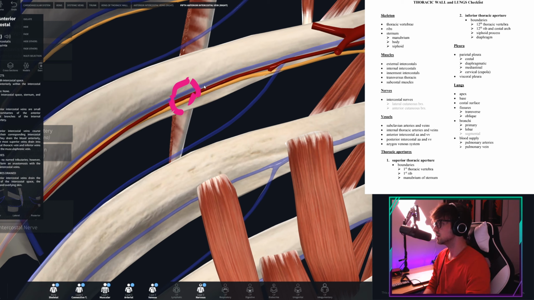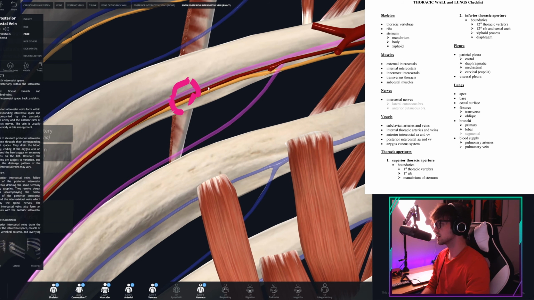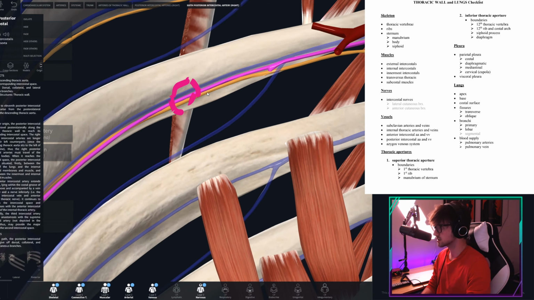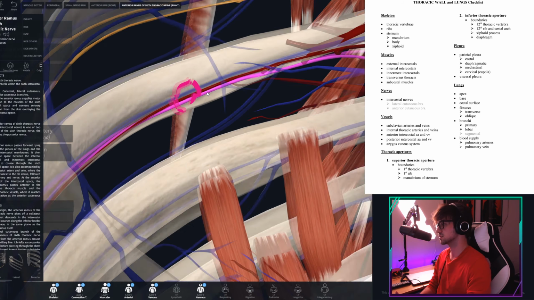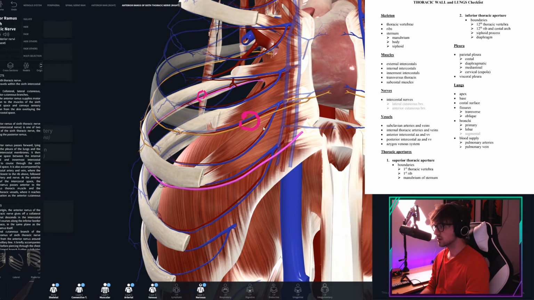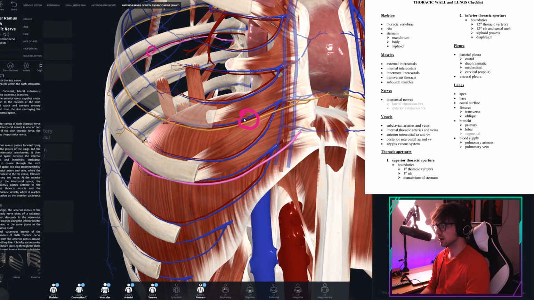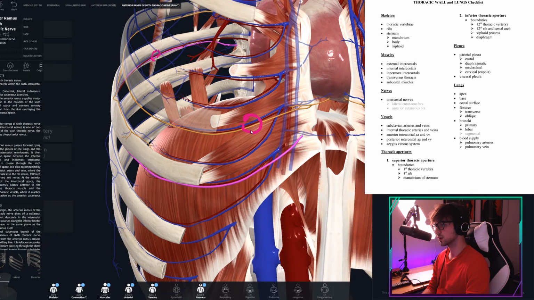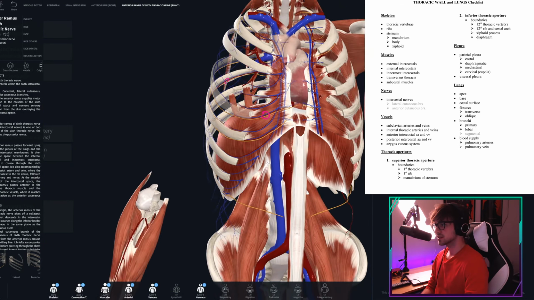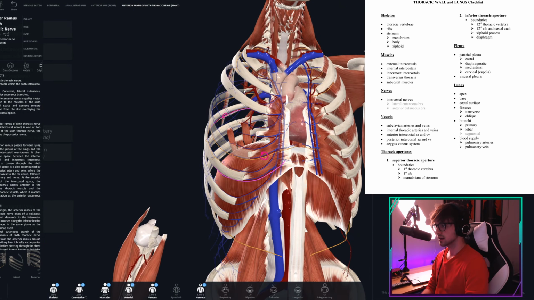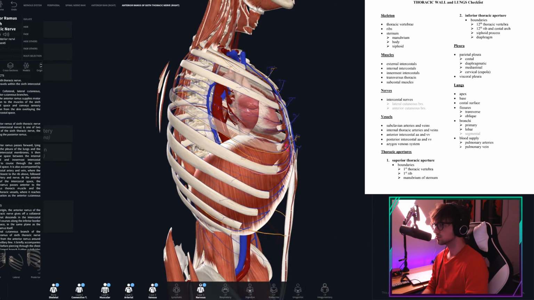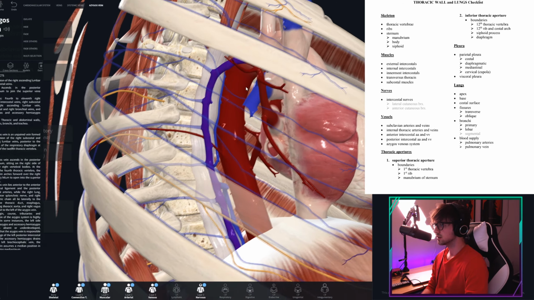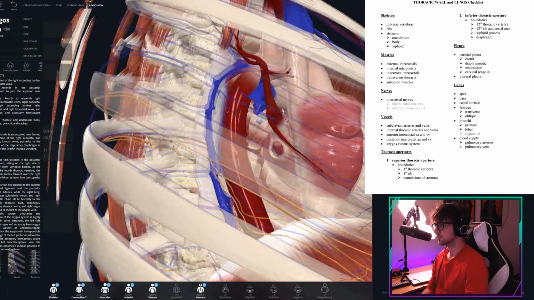You can see on top we have the intercostal vein, on top of the intercostal artery, on top of the intercostal nerve. And I marked the same thing right here as well, the intercostal vein, artery, nerve going in that same pattern. And the last vessel we have to look at is the azygous vein, which you can see right here is the azygous vein.